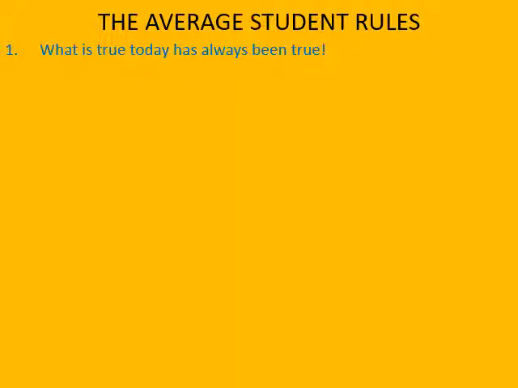All right. Rule number 1 is the average student believes that what is true today has always been true. Not necessarily the case. History changes over time. So if something is the way it is now, maybe it wasn't that way 250 years ago, or 200 years ago, or 100 years ago, or whenever. Don't assume that something that's true today has always been that way.